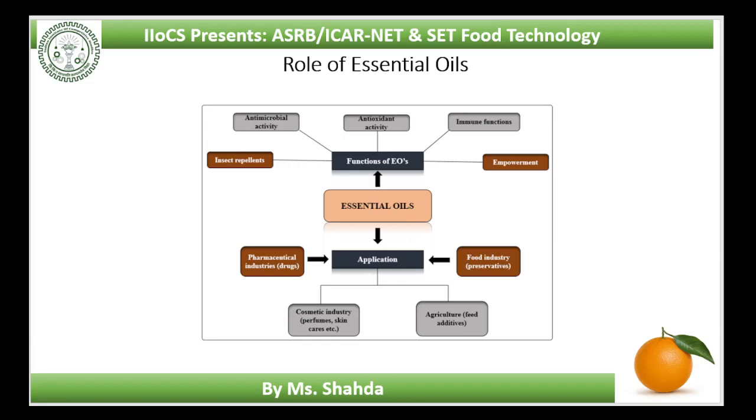Essential oils and their components have great potential as natural antimicrobial agents to control the growth of pathogenic and spoilage bacteria in foods. The antimicrobial properties of many plant essential oils are well known, for example a gelatin based edible coating incorporated with Mentha pulegium essential oil.